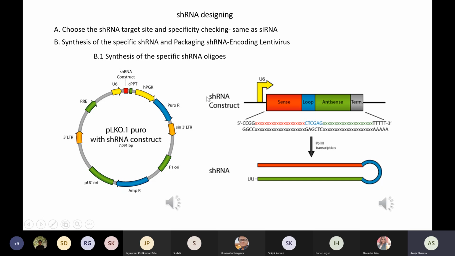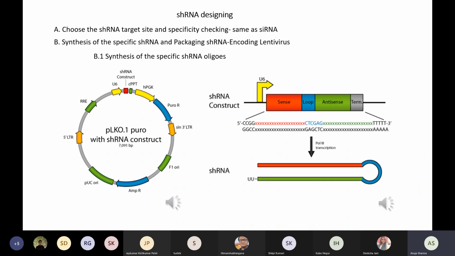So previously we have seen how siRNA should be designed. Now, shRNA designing. The first point is choosing the shRNA target site and specificity checking. It is the same as siRNA. Then synthesis of that specific shRNA and packaging of the shRNA, encoding lentivirus. To deliver this shRNA into the cells, we require plasmids specific for shRNA delivery.